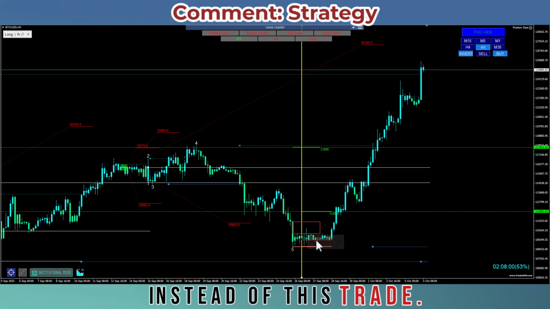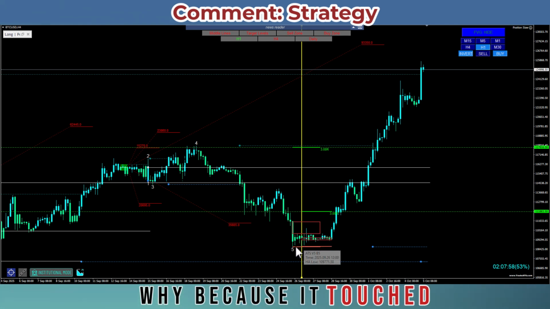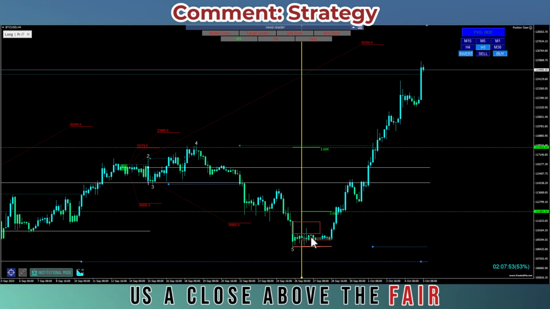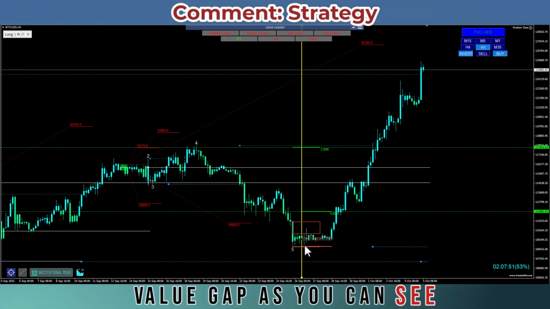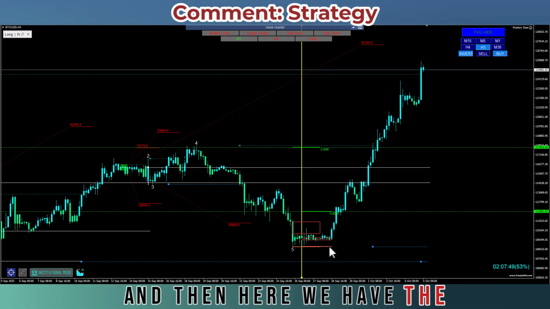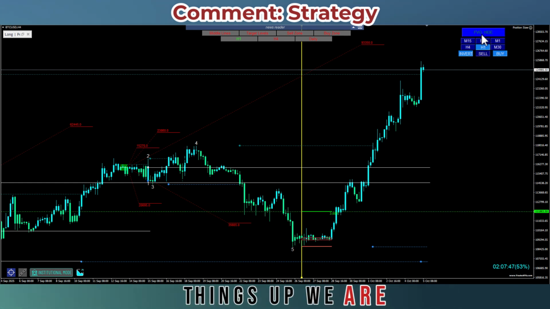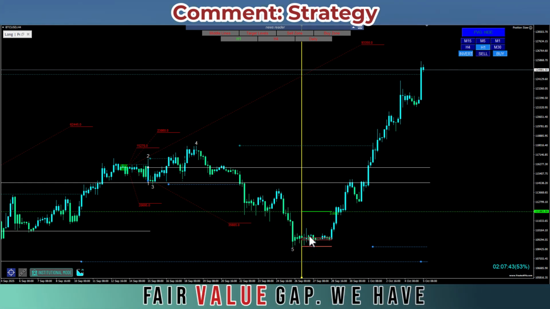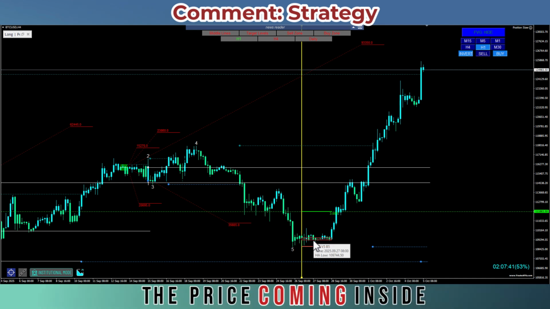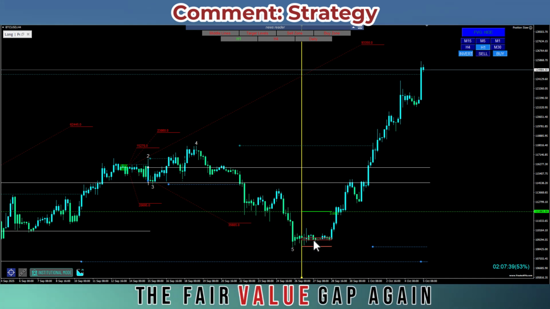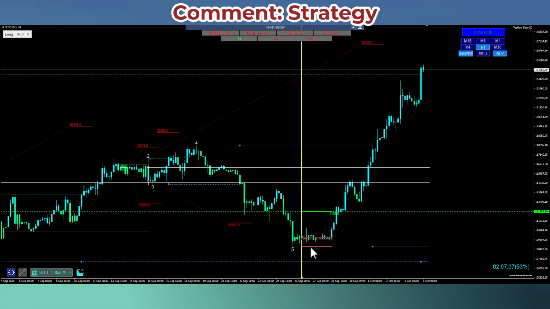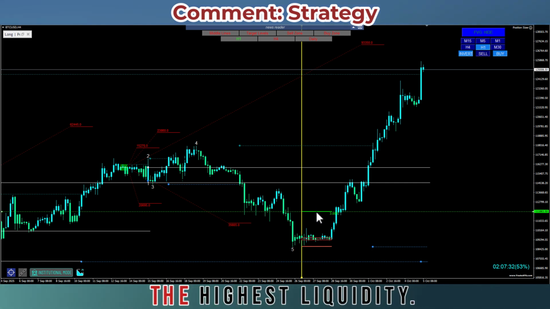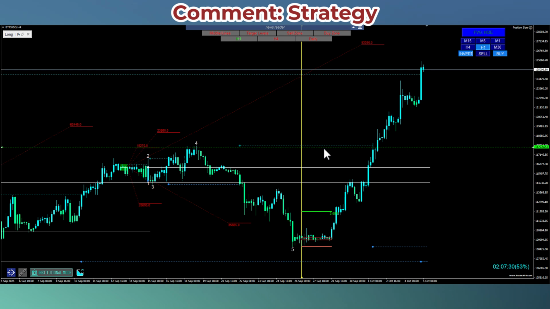instead of this trade. Why? Because it touched the low, and then it gave us a close above the fair value gap, as you can see, and then here we have the stop loss. So to clean things up, we are interested only in this one. It closed above this fair value gap. We have the price coming inside the fair value gap again, and this is our stop loss. As for our target, it will be based on the highest liquidity.